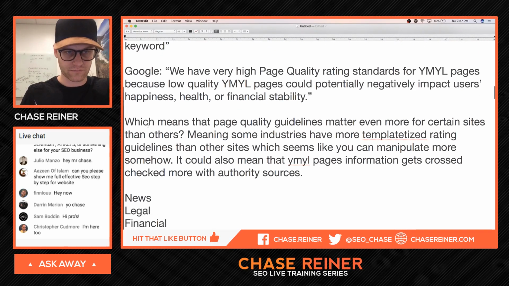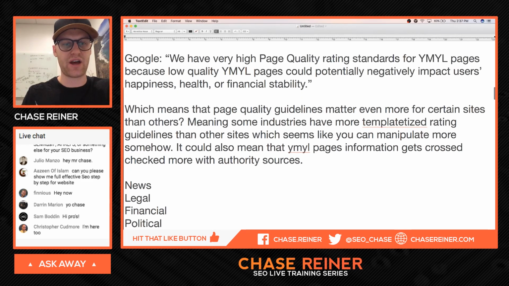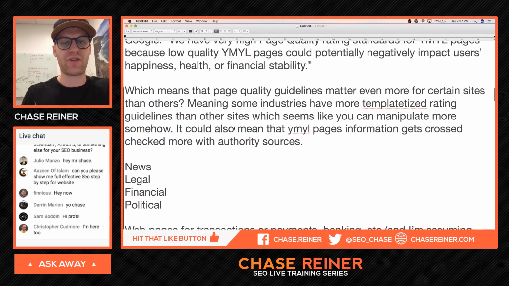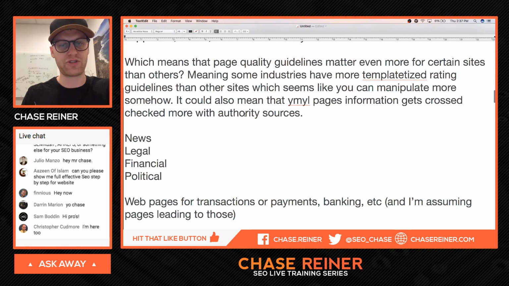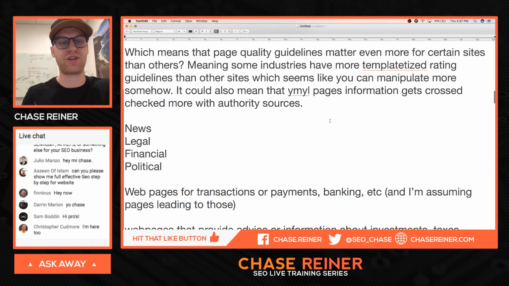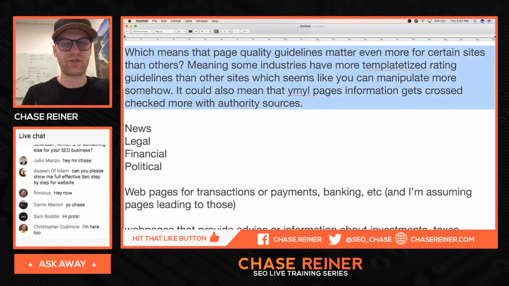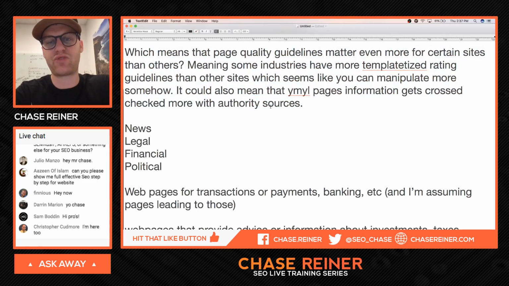So here we go. Which means that page quality guidelines matter even more for certain sites than others, meaning some industries have templatized rating guidelines than other sites, which seems like you can manipulate more somehow. It could also mean that YMYL pages information gets cross-checked more with authority sources. So what's one of the best ways Google can see whether or not the information is accurate? It can cross-check with other sites that are authoritative.